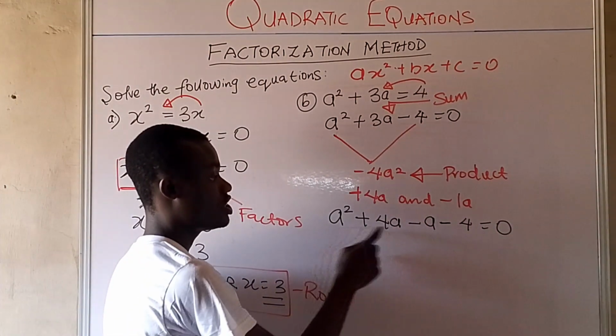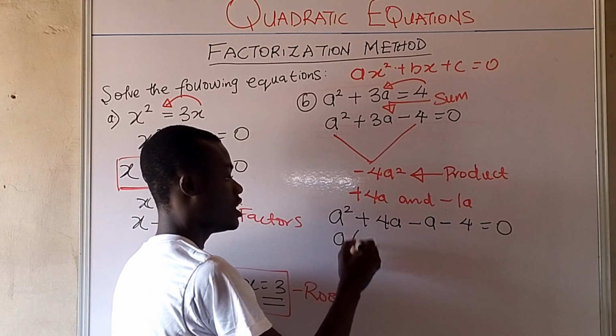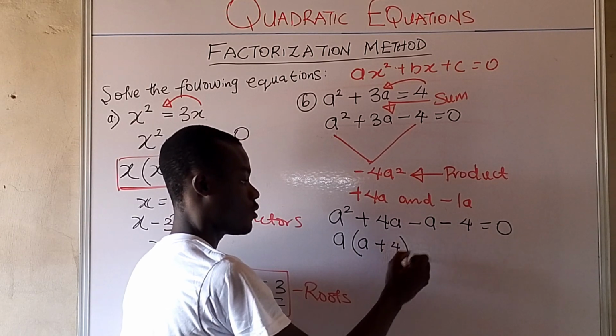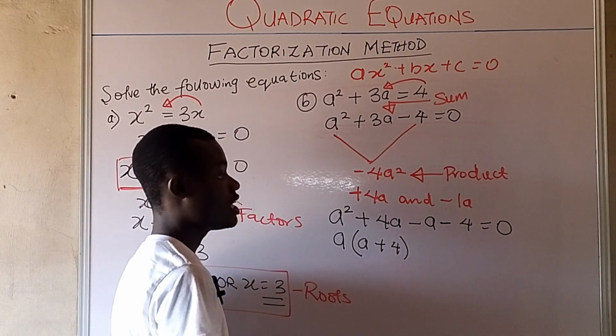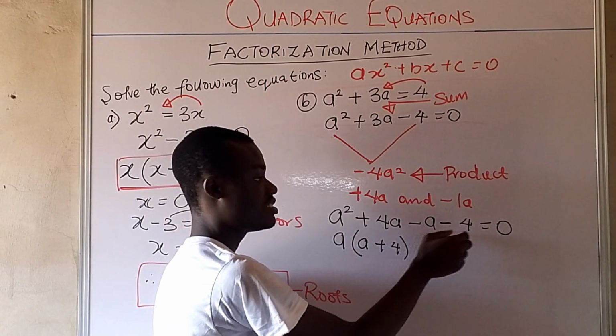So we are going to look at what they share in common. They both share a in common, so we are going to write it as a. Then when we take out a, we are left with a here, then a plus 4, plus 4. Next, when we look at both of them, they don't have anything in common. This is totally a and this is totally 4.